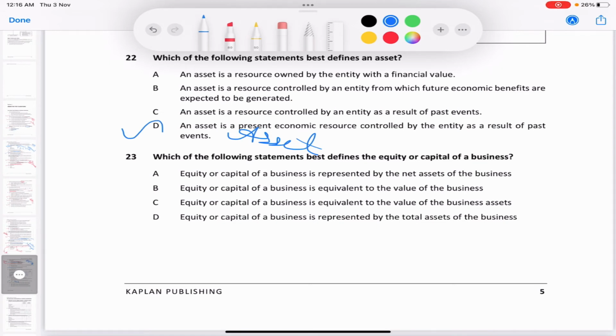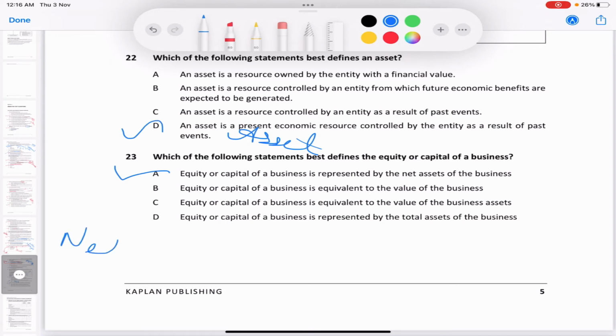Okay. Equity or capital of a business is represented by the net values. Equity or capital is equivalent to the value of the business. Equity or capital is equivalent to the value of the business assets. Equity is represented by the total assets of the business. Okay, so what is the answer? Equity or capital of a business is represented by the net assets of the business.